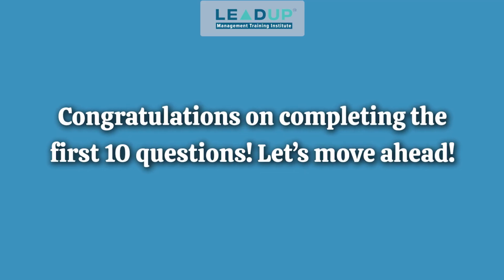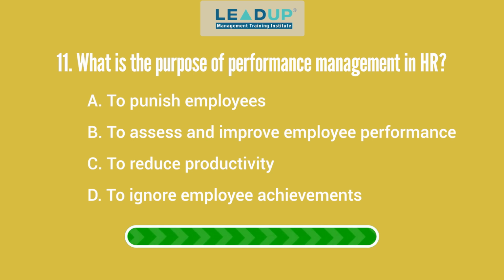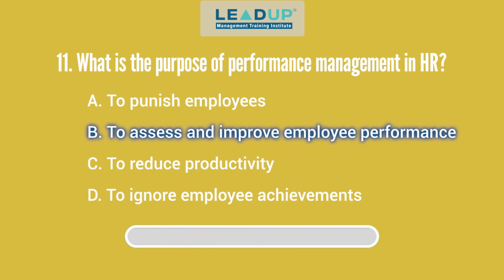Congratulations on completing 10 questions. Let's move ahead. Question 11. What is the purpose of performance management in HR? A. To punish employees. B. To assess and improve employee performance. C. To reduce productivity. And D. To ignore employee achievements. Answer: to assess and improve employee performance.